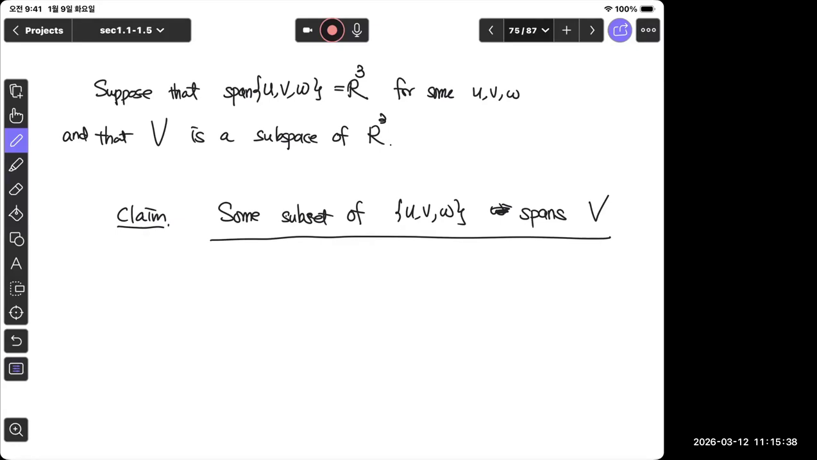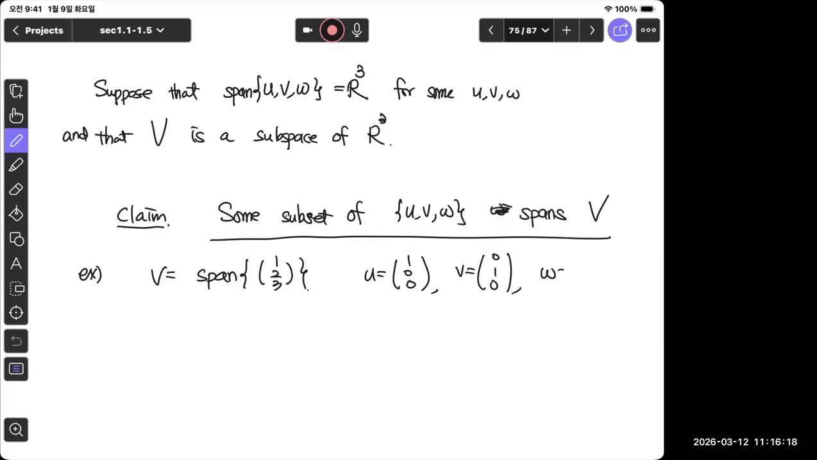Or is it forced? Can it be forced? Is it true for any U, V, W and any V space? Okay. How about V is the span of, say, (1, 2, 3), and U is (1, 0, 0), V is (0, 1, 0), and W is (0, 0, 1).